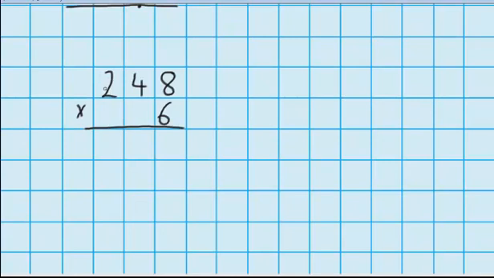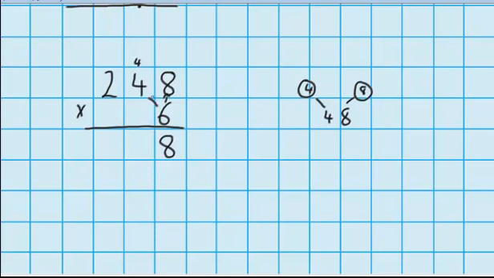This time I'm going to work out 248 times 6, and you can see I've already got the problem set out. So I'm going to start with the 1s column. 6 times 8. Well, I know 6 times 8 is 48, but obviously I can't fit 48 in one column, so I'm going to have to split that up. I'm going to put the 8 in the 1s column, and I'm going to carry the 4 to the 10s column. So I put my 8 here in the 1s column, and the 4 up in the 10s column.